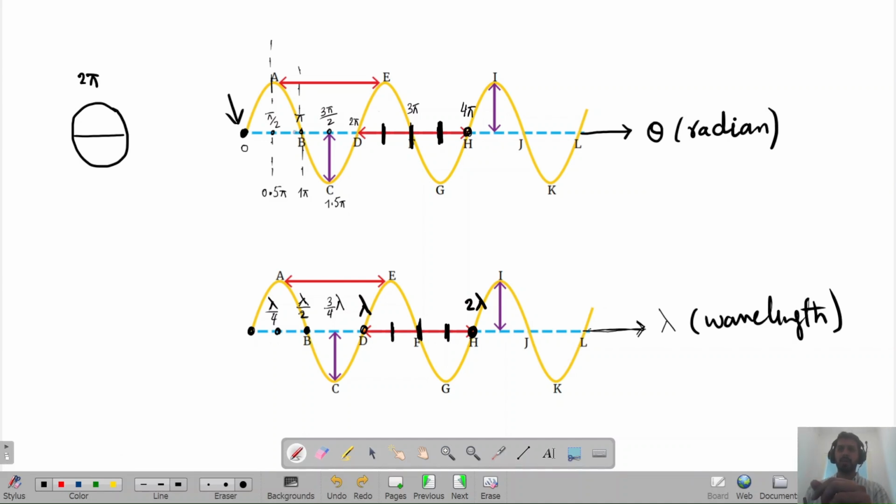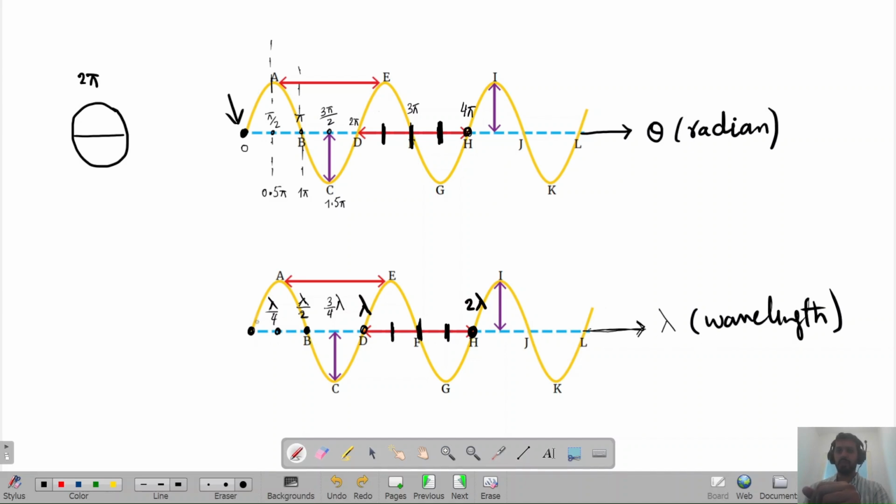So if this is 2 pi, this midpoint B will be pi, and then the midpoint of 0 and B will be pi over 2, similarly 3 pi over 2, and this point right here will be 3 pi, and this will be 4 pi. In the second diagram, we want to label the same points, but this time in units of wavelength.